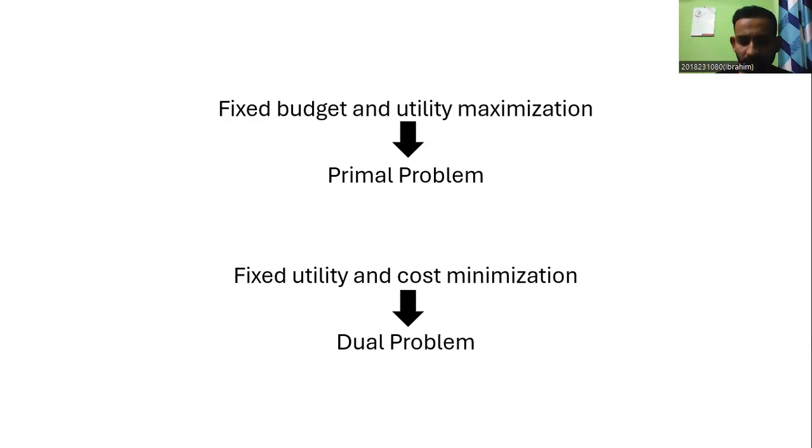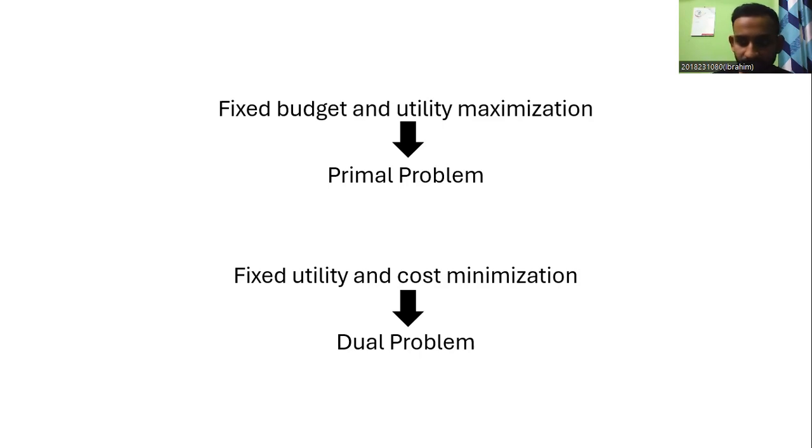If we try to get the quantity demanded from the demand function, where budget is given and utility maximization is our target. Similarly, we can get the quantity demanded from the demand function, where utility is given and minimization is our goal, or our destination, or whatever we can say.